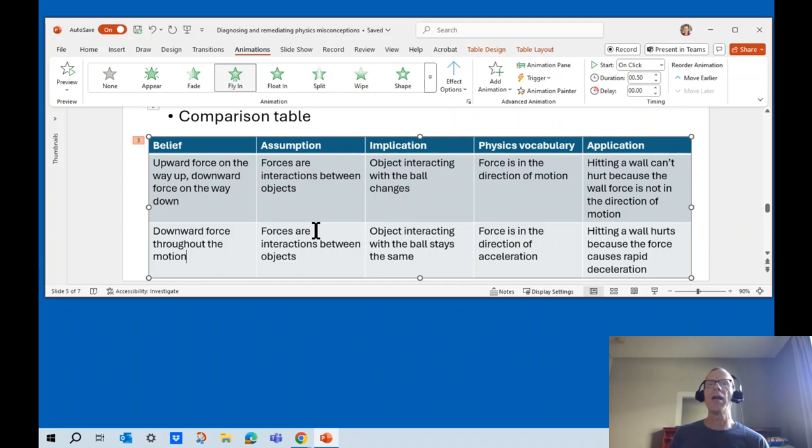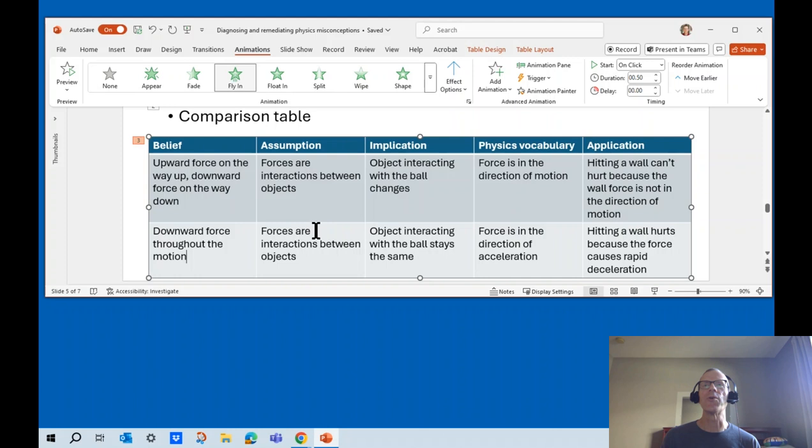But when the ball's going up, it is slowing down. So it starts off as fast and ends up near the top of the motion as slow. So that means that the ball's acceleration on the way up is down. The ball's acceleration on the way down is down. And oh, look, that box in the lower left-hand corner: a downward force throughout the motion.